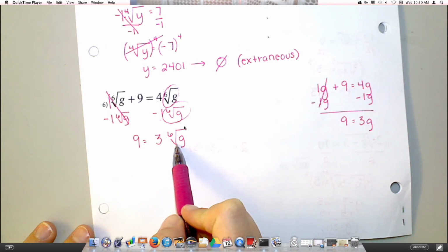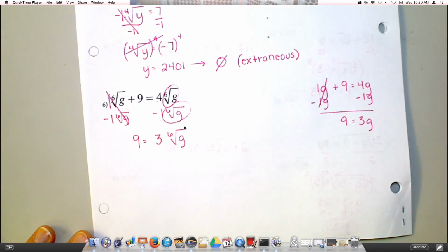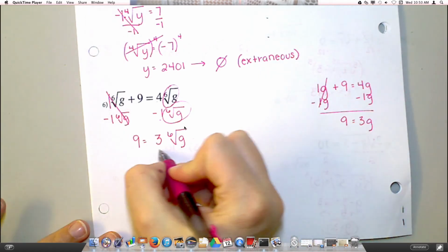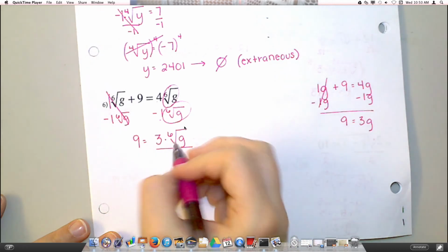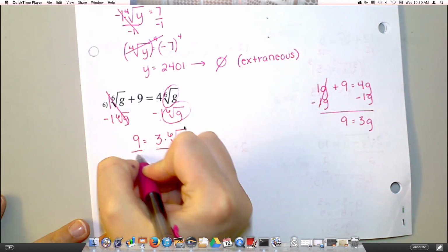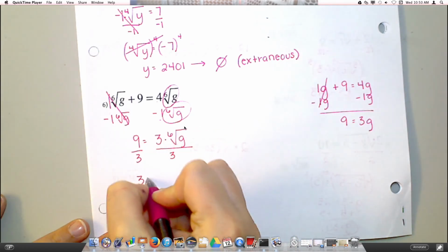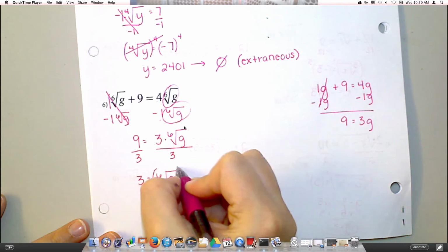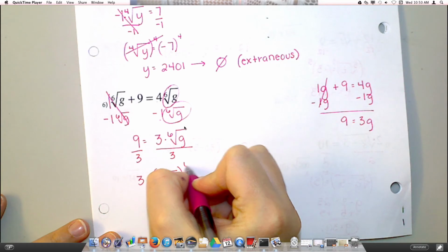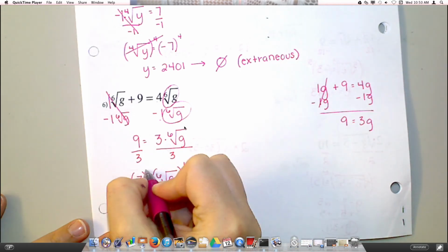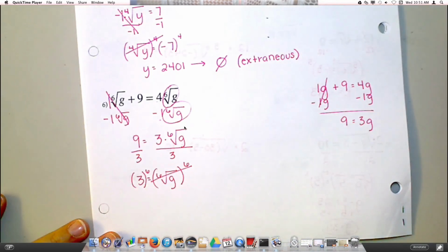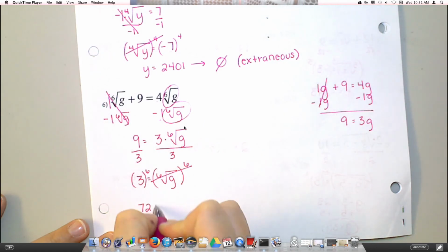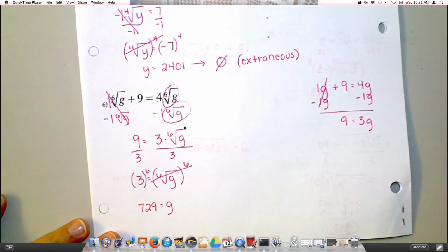Good. All right. What am I doing now? Subtract 3. Not subtract 3. Divide by 3, because that's 3 times all of that. So you're left with 3 equals the 6th root of g. Now let's raise to the power of 3, or sorry, to the power of 6. Is that 729? Yes. Okay. So I have 729 as my answer.